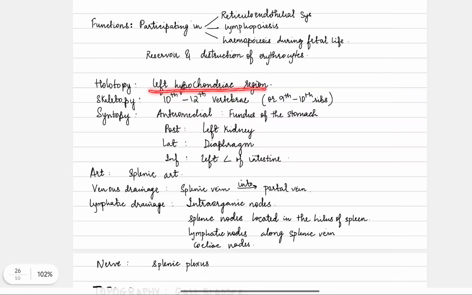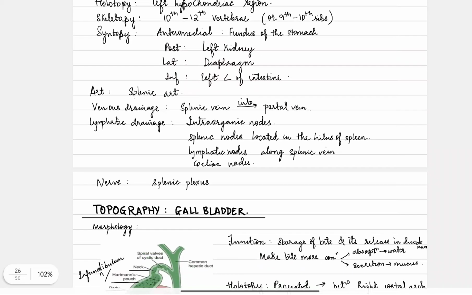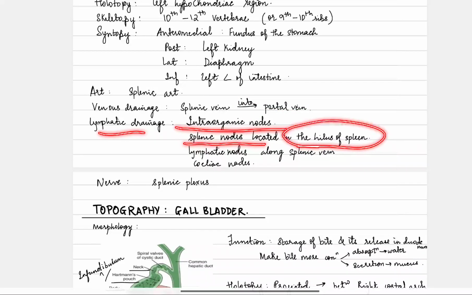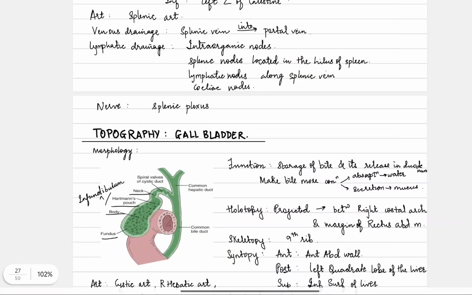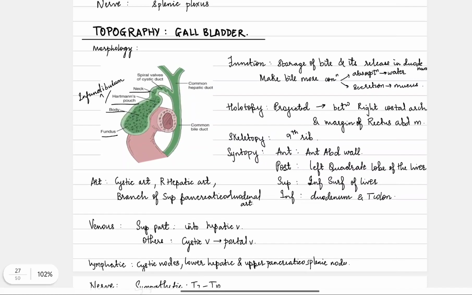It is in the left hypochondric region from 10th to 12th vertebrae or 9th to 10th rib. Anteromedially fundus of the stomach, posteriorly left kidney, laterally diaphragm, inferiorly left angle of the intestine. Splenic artery, splenic vein into the portal vein. Lymphatic drainage: intraorganic node, splenic node located in the hilus of the spleen, lymphatic node along the splenic vein and celiac node. Nerve is splenic plexus.